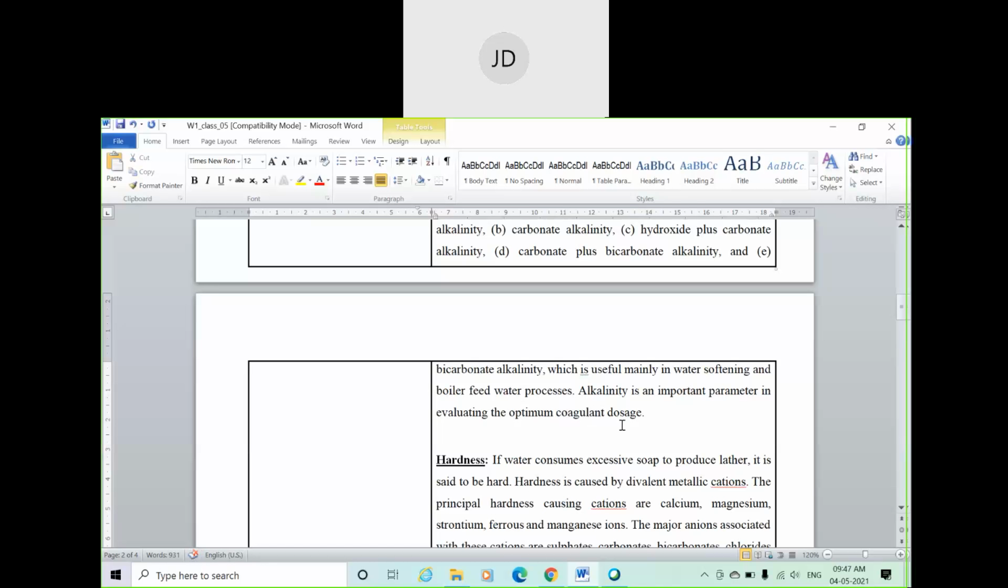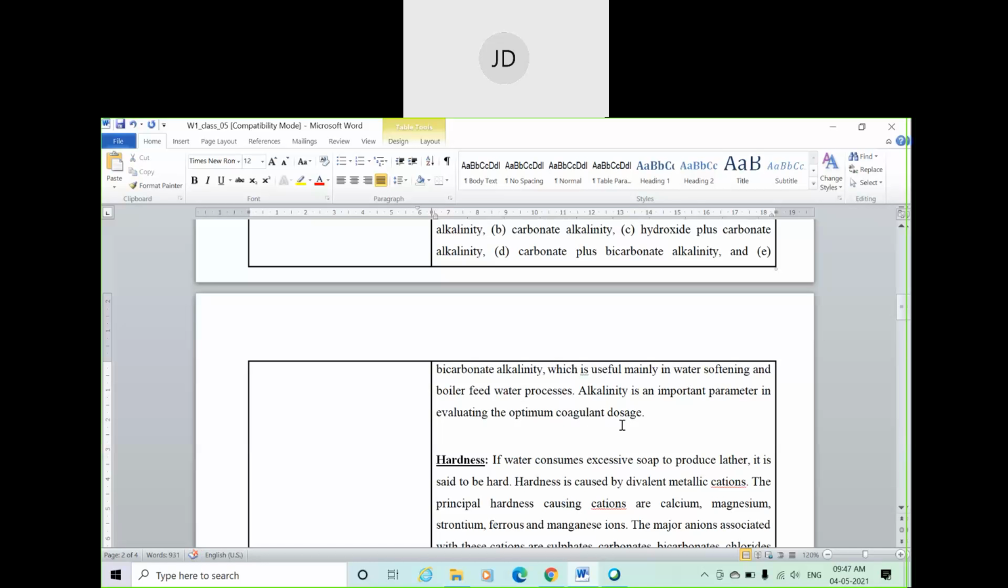Okay, alum. Alum is a kind of coagulant, and its chemical formula is Al2(SO4)3·18H2O. That means it contains aluminum sulfate along with water, H2O. What is the chemical name of alum? It's aluminum sulfate. You can search in Google.